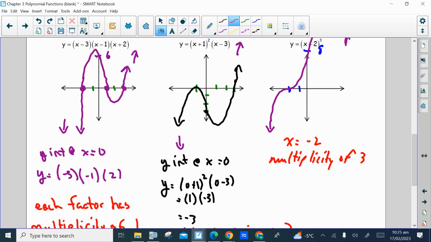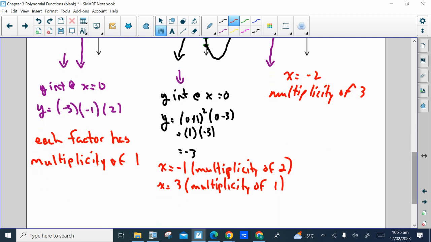And when there's a multiplicity of 3, again, what happens is that the graph has a point of inflection there. When it's a multiplicity of 2, it's like the graph bounces off the x-axis there. And a multiplicity of 1, the graph goes straight through the x-axis. There's no point of inflection there. It just goes straight through. So this is some terminology that you need to know.